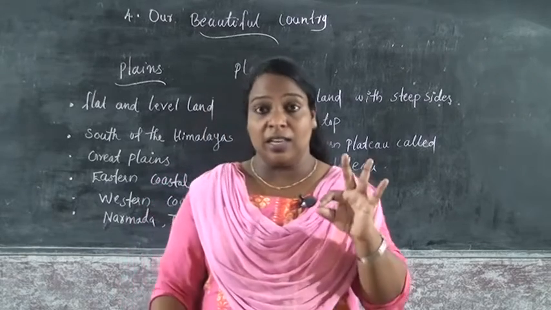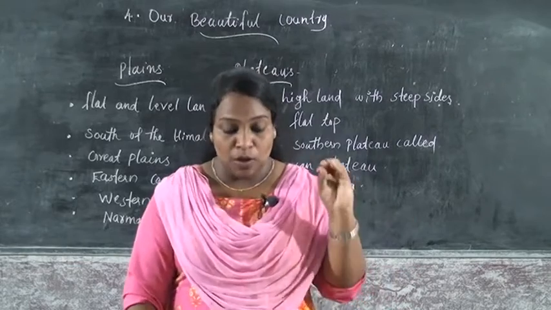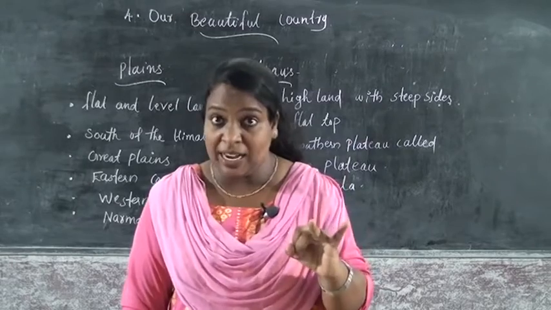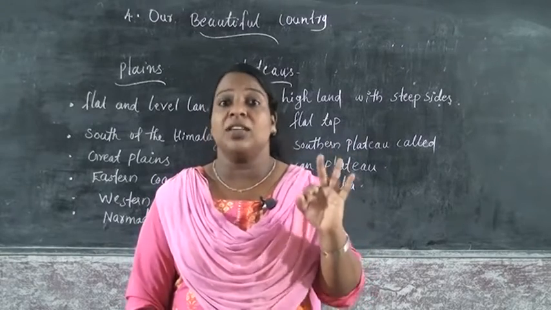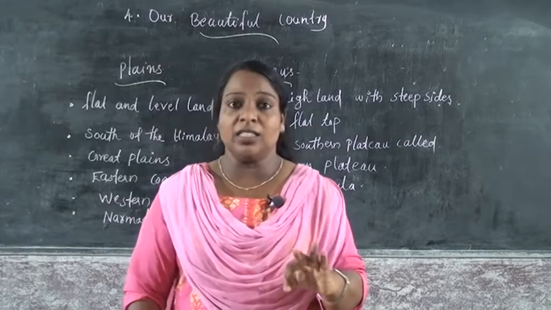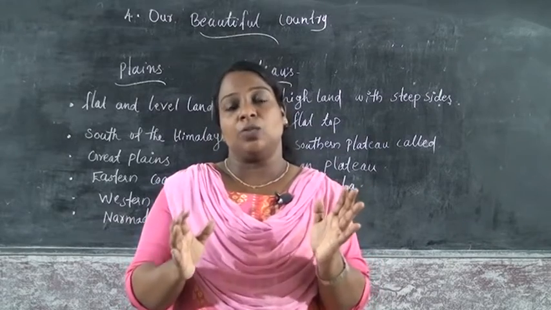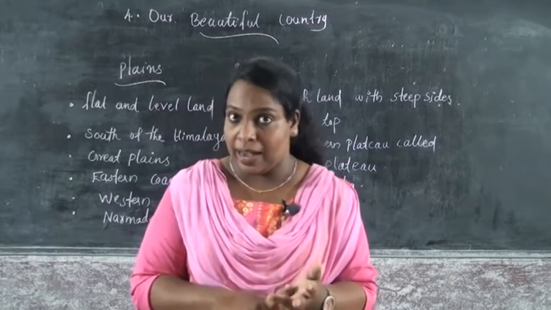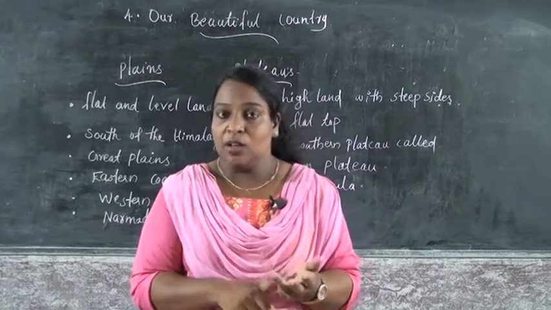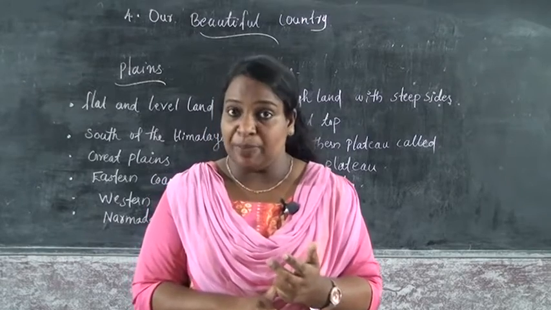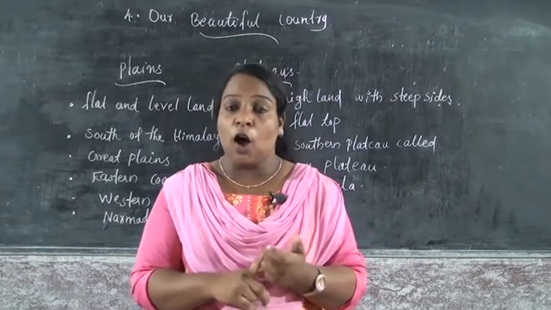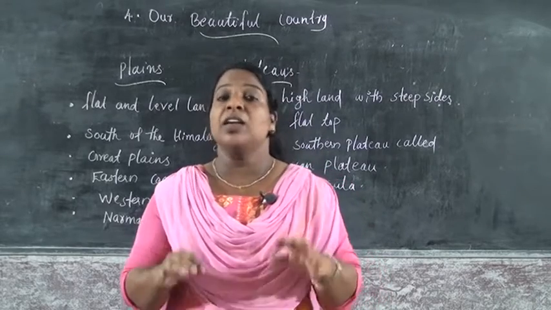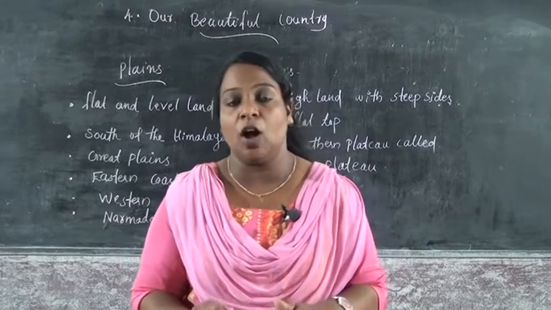So three things are there. What is a plateau? First, it's a highland. Second, its sides are steep. Third, the top is flat. So if you check these three things, then those places we call plateaus. Is the place highland? Are the sides steep? Is the top flat? If so, we call that place a plateau.